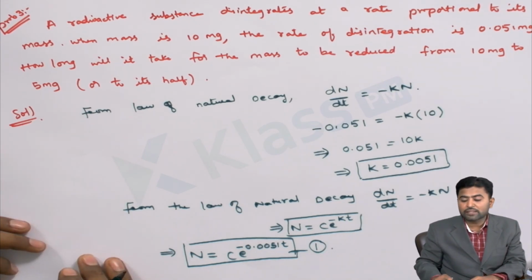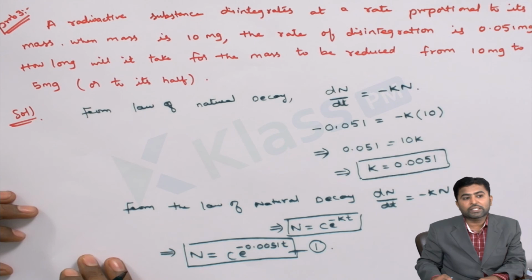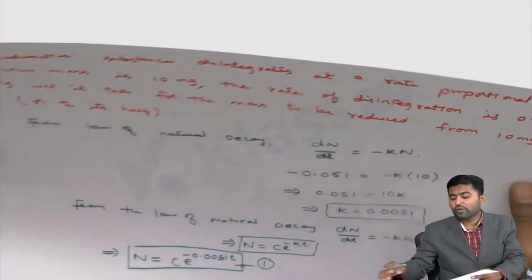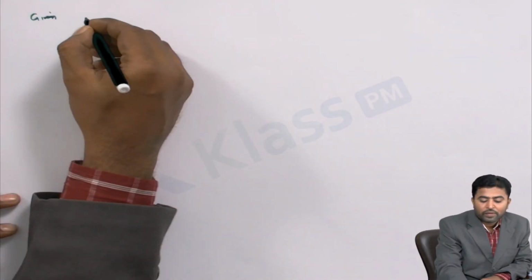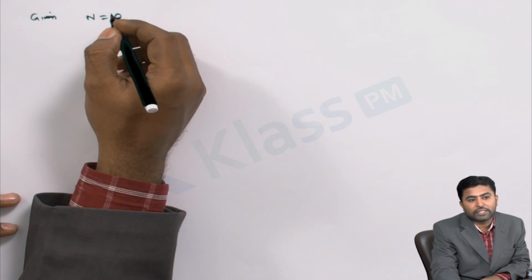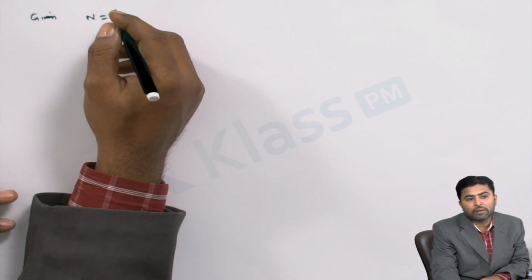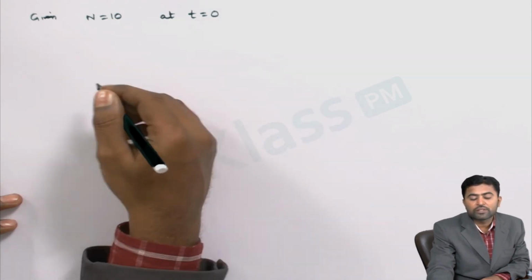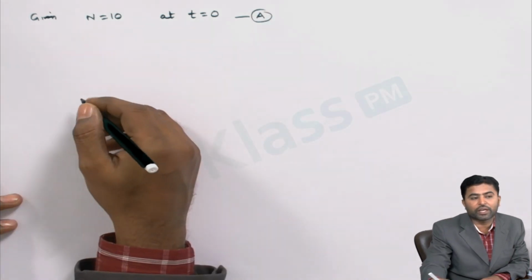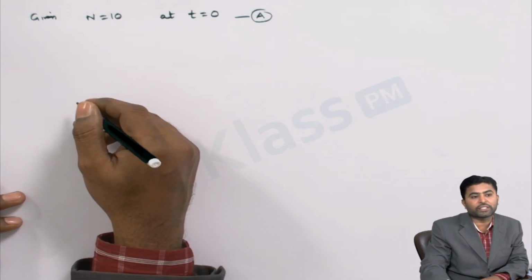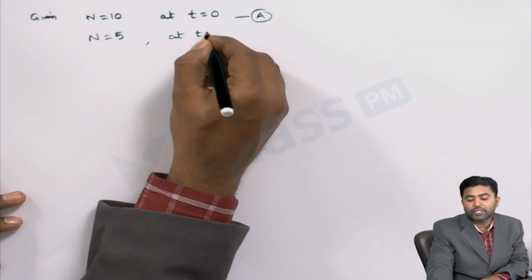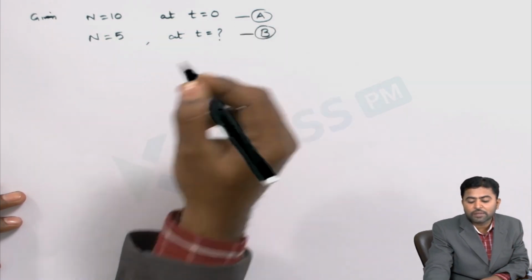Now what the question asked is, from 10 milligrams to 5 milligrams, how much time will be taken? So I have to calculate the value of t from this. Given N is equal to 10 milligrams initially, so I'll write N is equal to 10 at time t is equal to 0, and mark this as equation A. Then how much time will it take for reducing it to half: N is equal to 5 milligrams at time t is equal to question mark. I'll write this as B.